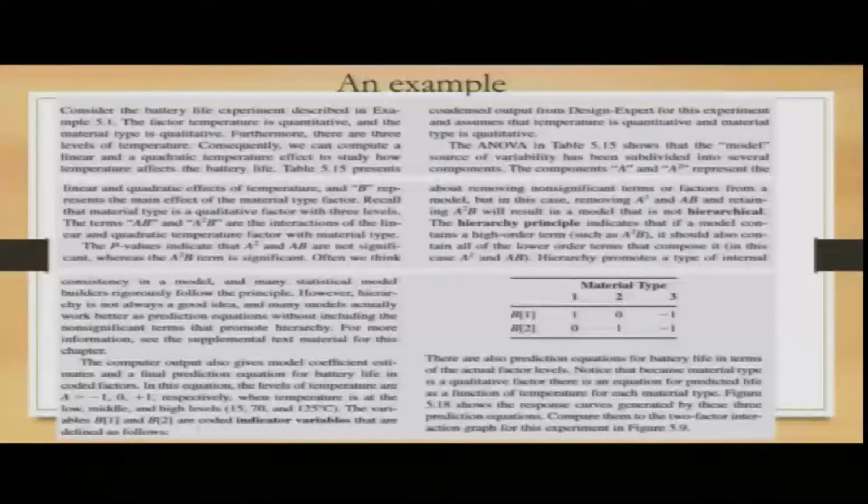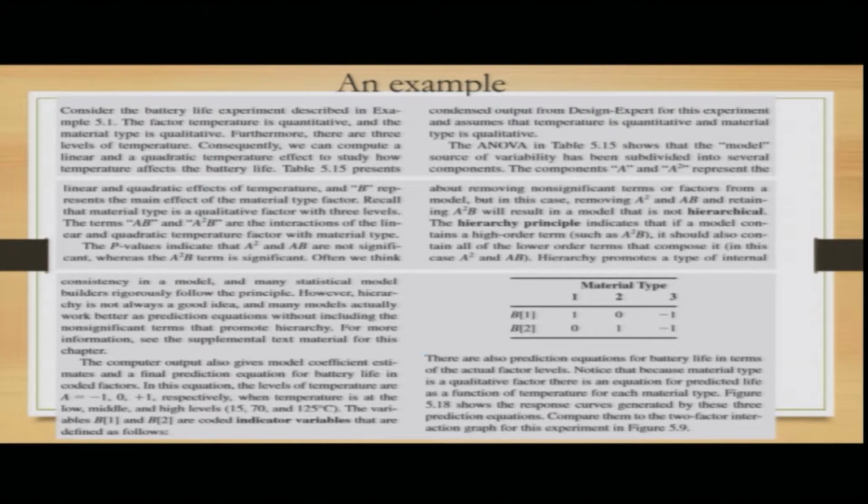So, the p values indicate that A squared and AB are not significant, whereas the A squared B term is significant. So, obviously, you have to pass judgments accordingly.